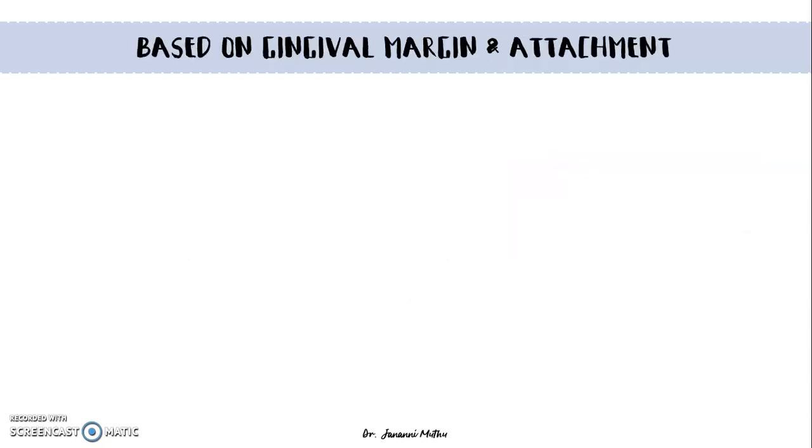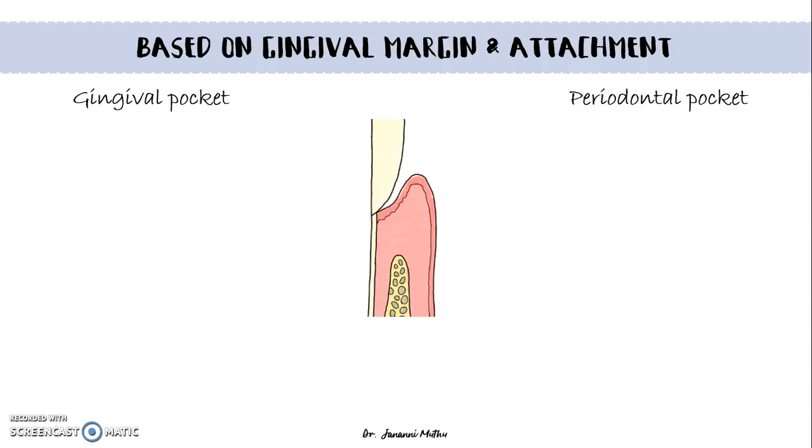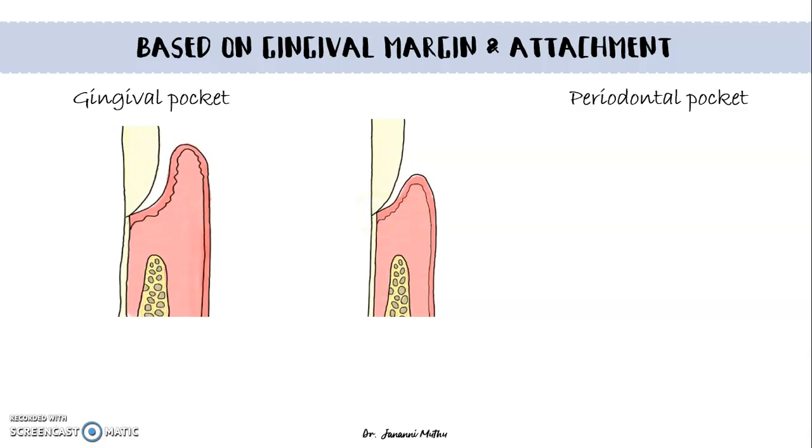Looking into classification based on level of gingival margin and attachment. In normal condition, the gingival margin will be 1 to 2 mm coronal to CEJ, and the attachment will be at the level of CEJ. In gingival pocket, the sulcus is deepened by the coronal migration of the gingival margin. There is no change in level of attachment, that is, the attachment is still at the CEJ. Hence, it is also referred to as pseudopocket.